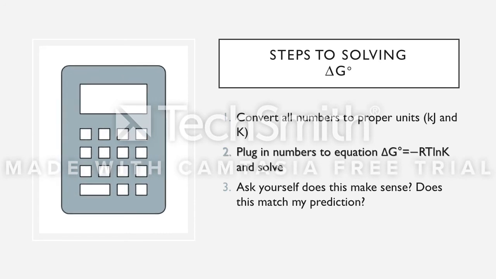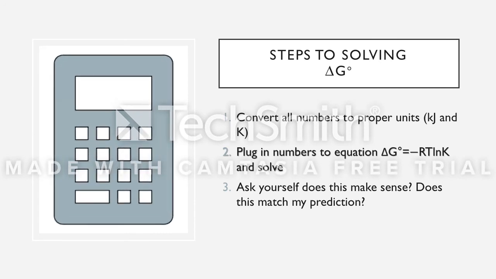Steps to solving delta G naught. The first step is to convert all numbers to proper units. The proper units are kilojoules and Kelvin. Step 2. Plug in the numbers to the equation and solve. The equation is delta G naught equals negative RT ln of K. Step 3 is ask yourself, does this make sense? Does this match my prediction?